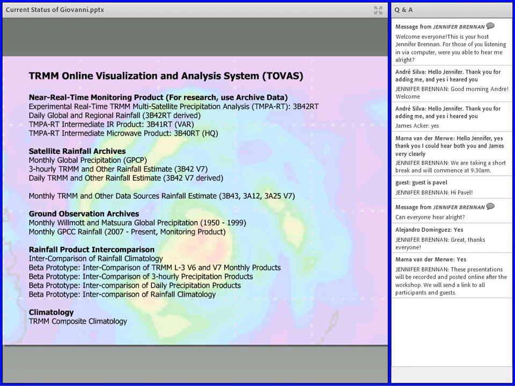Note we still have some really long-term data products that go back to 1950, such as the Willmott and Matsuura data product. And we have some intercomparison products that have been worked on by the staff here at the GES DISC.